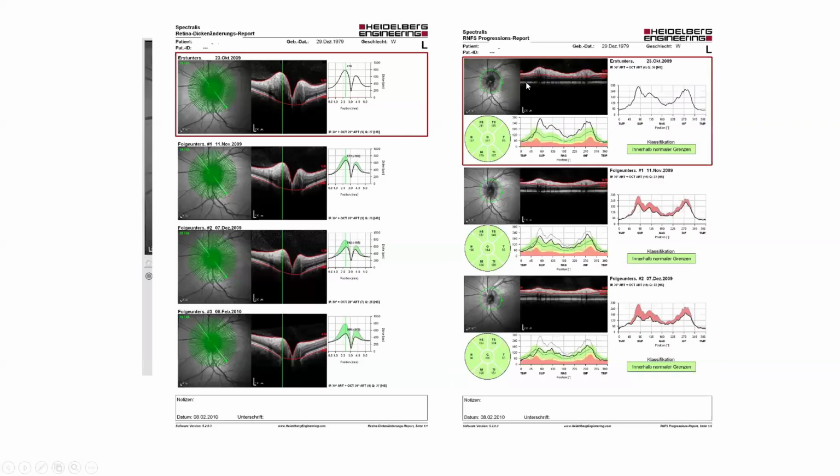And we always combine this with a circle scan of the nerve fiber layer, because sometimes you encounter a loss of nerve fiber layer thickness. And here, beautifully in this event-based analysis, you see the topographic image change of the retinal nerve fiber layer in the course of the therapy of this patient, in this case with acetazolamide and lumbar puncture.